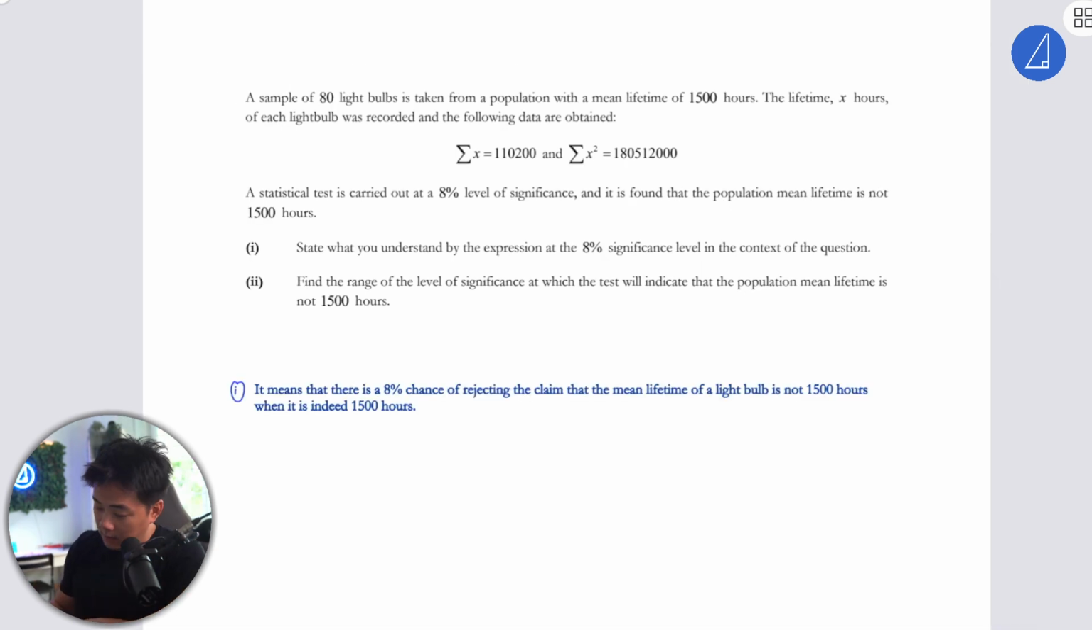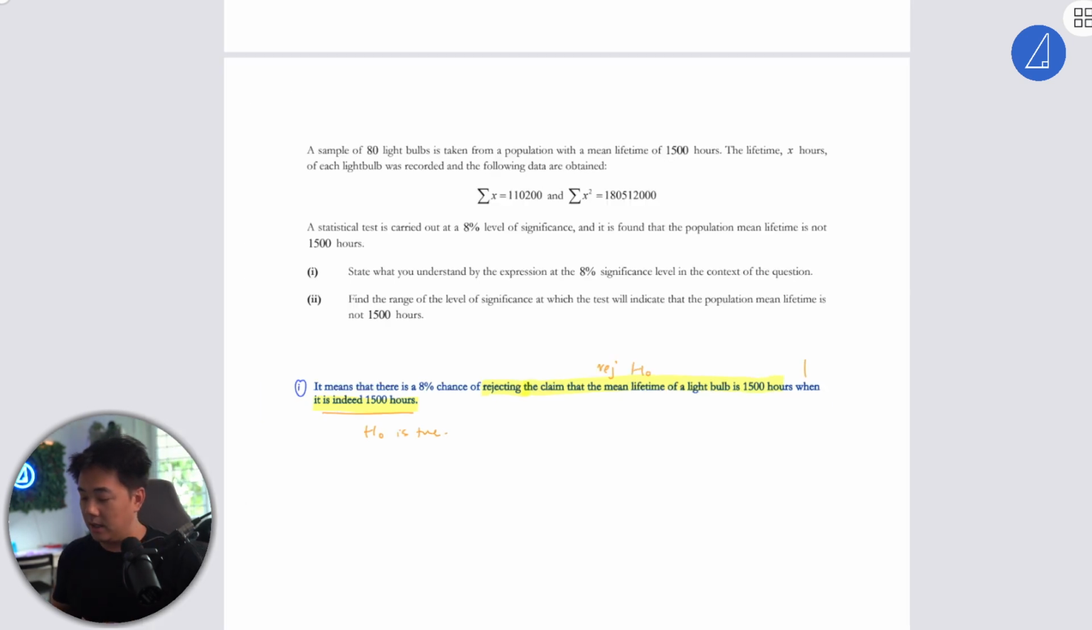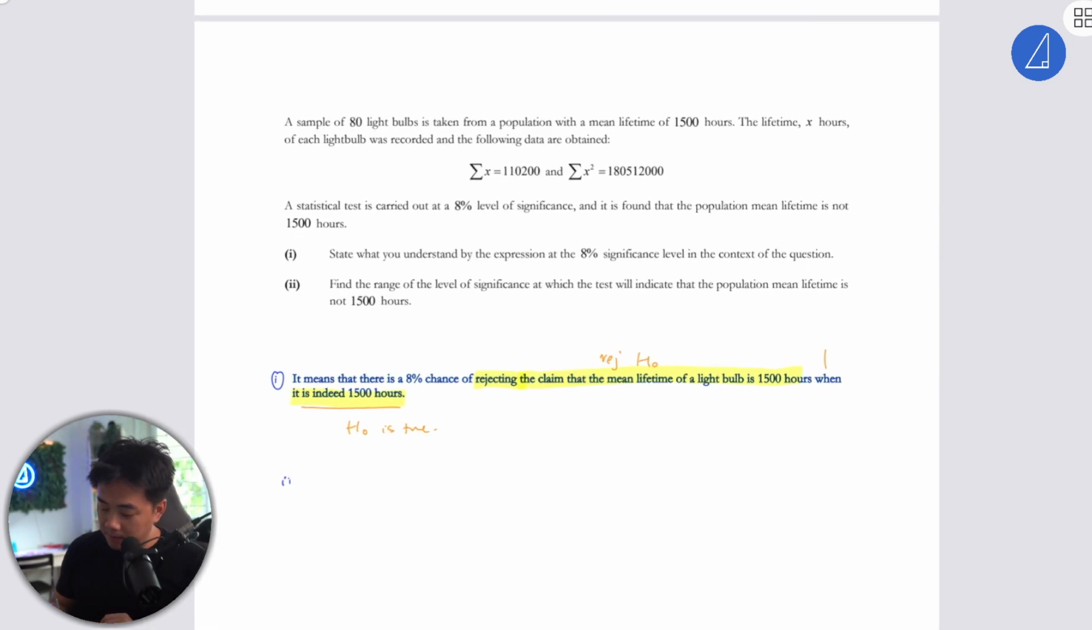You must write that the claim is rejected. You reject the claim that the lifetime is 1,500 when it's actually telling the truth. This is rejecting H naught, given that H naught is true. Okay, so that's the idea there. So let's look at part 2.